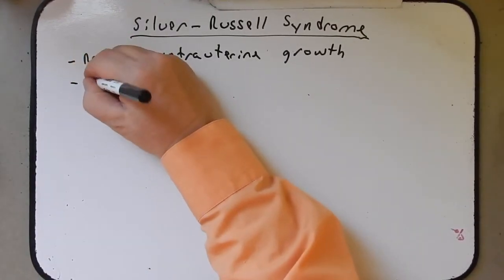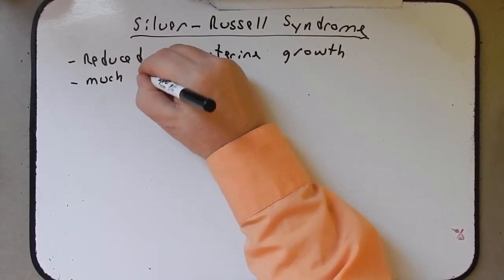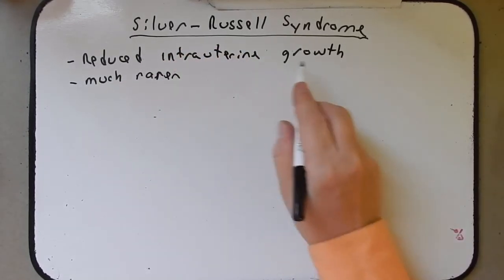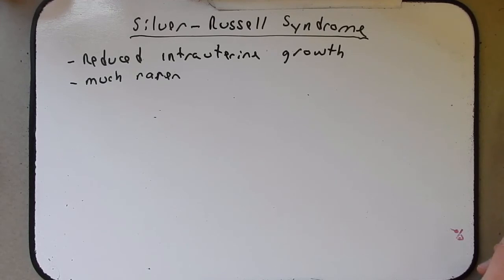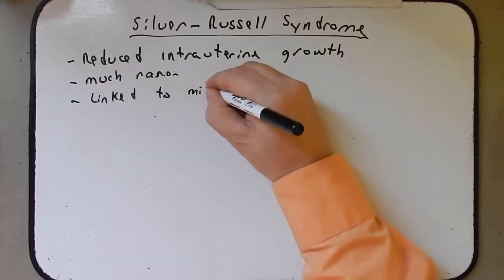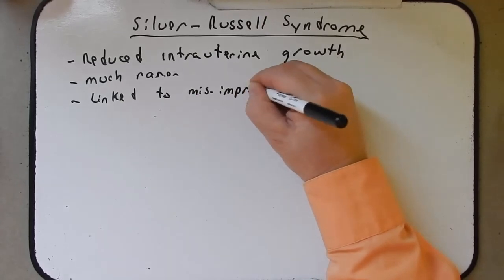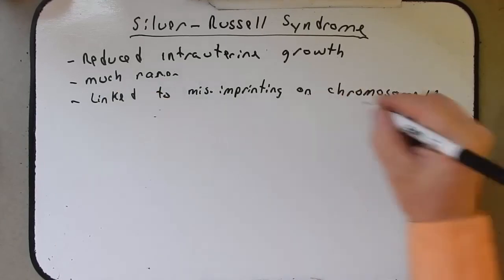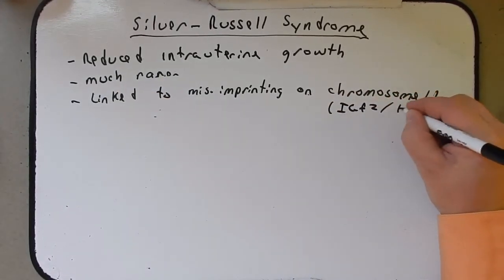It's much rarer, and my guess is that it happens probably with equal frequency, but because of the phenotype of this reduced intrauterine growth, it probably results in a spontaneous abortion, and those cases of this syndrome are just never counted, because we don't know that that is why the embryo was spontaneously aborted. Now, not surprising, this syndrome is linked to misimprinting on chromosome 11, the same chromosome that has IGF2 and H19.